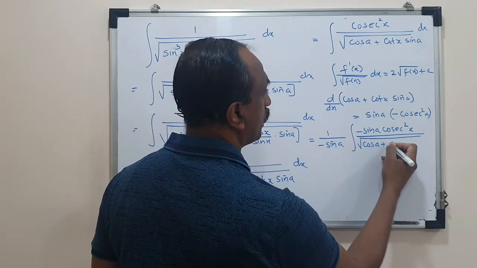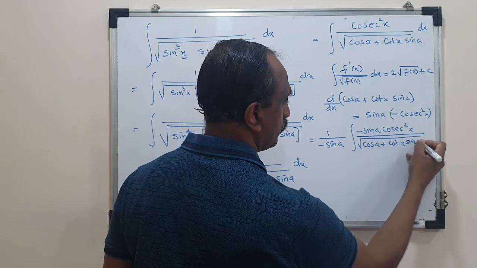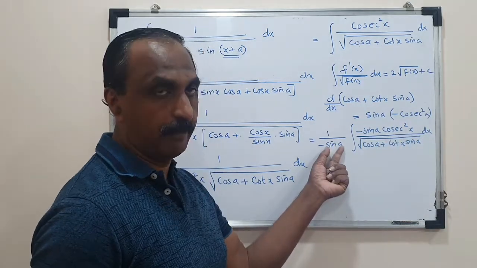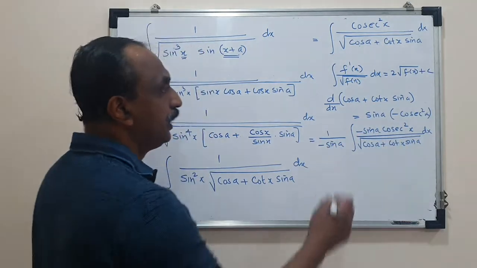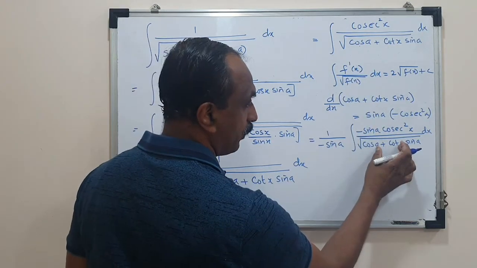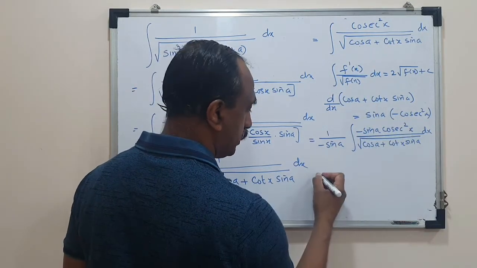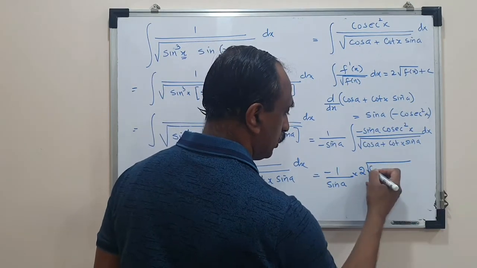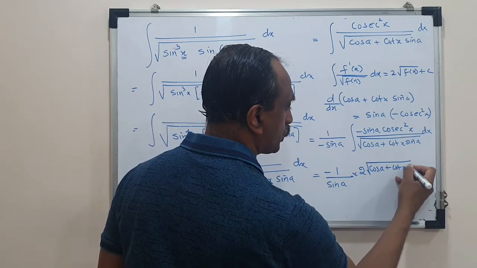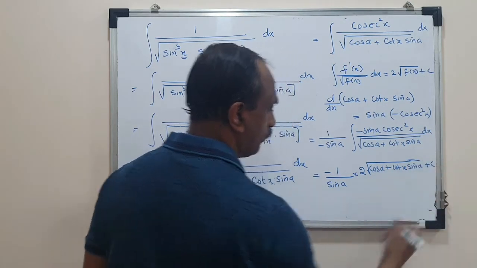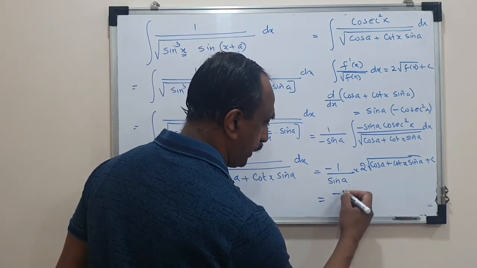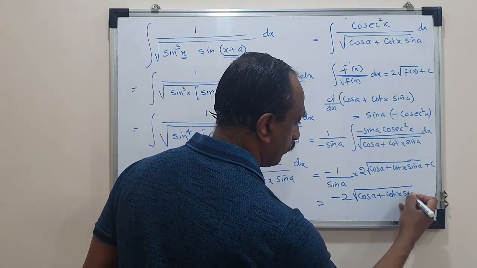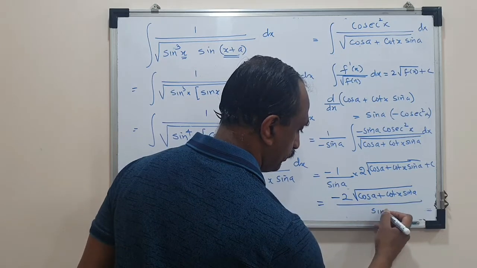So I can divide and multiply with minus sin a. Once I divide and multiply with the constant, remember, sin A is not variable, x is the variable here. Sin A is a number, so a number can be divided and multiplied. Now this is exactly this formula, root of fx and f dash x in the numerator. So my answer became 2 root cos A plus cot x into sin A plus c. So final answer will be minus 2 root of cos A plus cot x sin A upon sin A plus c.